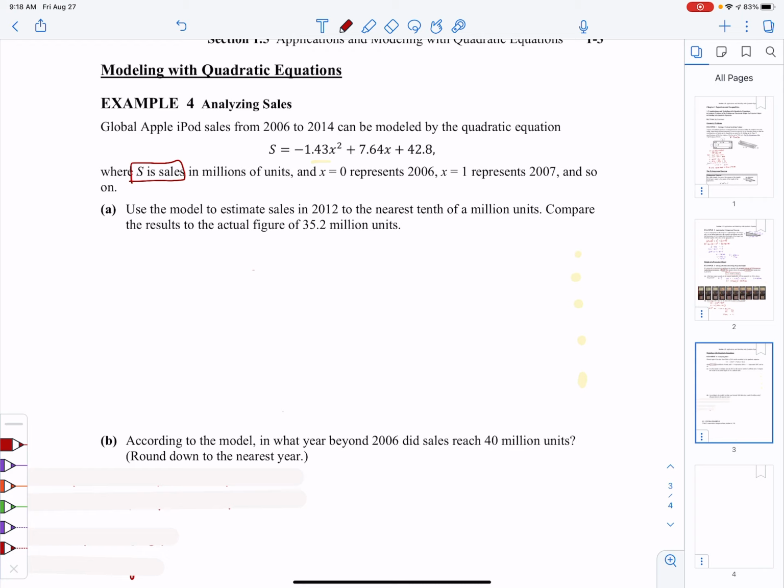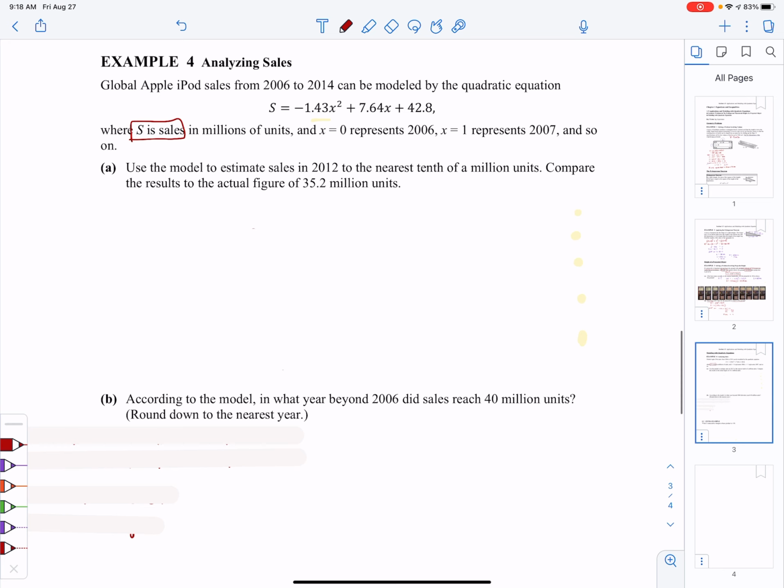So part A says that we should use the model to estimate sales. All right, so stop right there. That means that we want to estimate what our S value is in 2012. Now if this is in 2012, we have to convert that over to an X number. So this is going to end up being an X value of 6, if you count. And we're going to estimate our sales to the nearest tenth of a million units. And then after we're done with that, we want to compare to the actual figure of sales, which was 35.2 million units. So let's just go ahead and dive right on in.